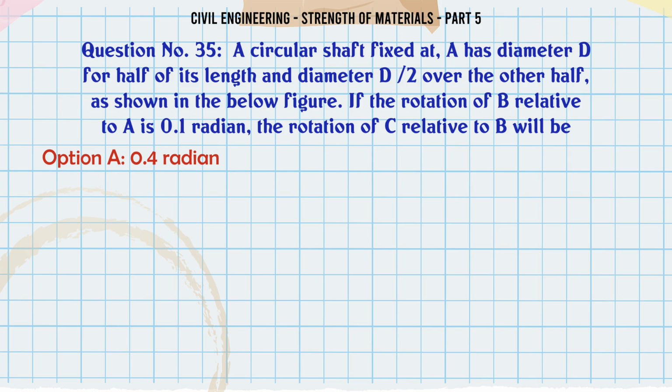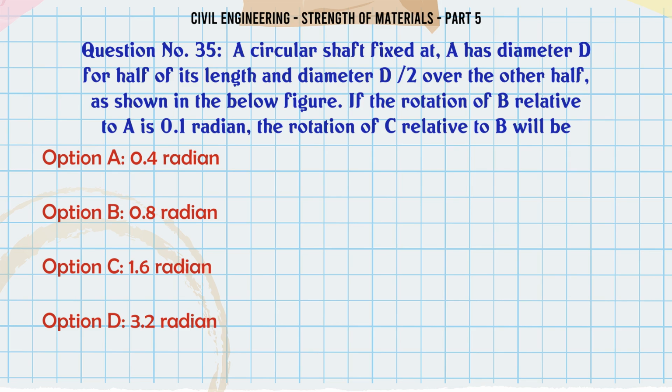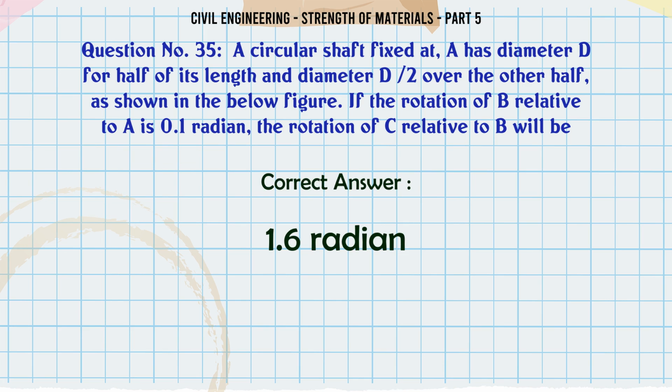A circular shaft fixed at A has diameter D for half of its length and diameter D/2 over the other half, as shown in the below figure. If the rotation of B relative to A is 0.1 radian, the rotation of C relative to B will be: A. 0.4 radian, B. 0.8 radian, C. 1.6 radian, D. 3.2 radian. The correct answer is 1.6 radian.